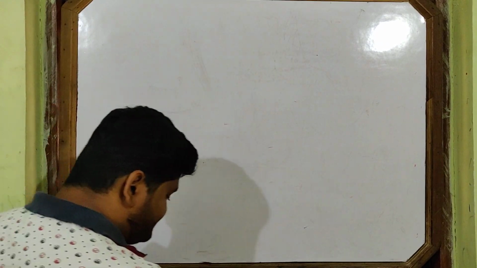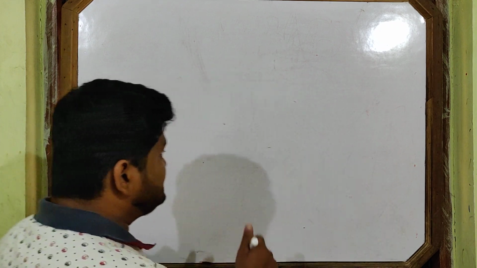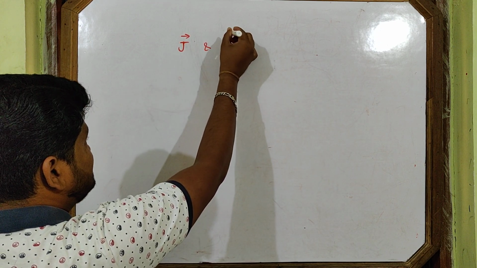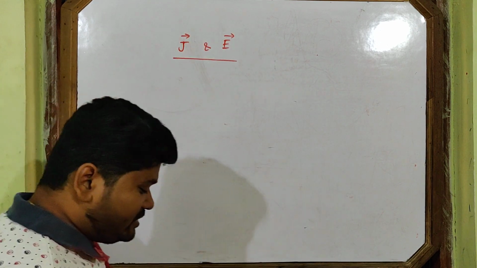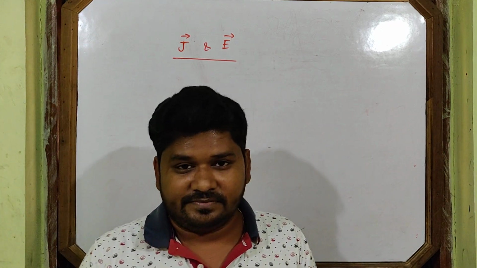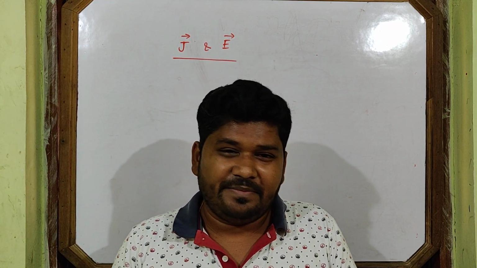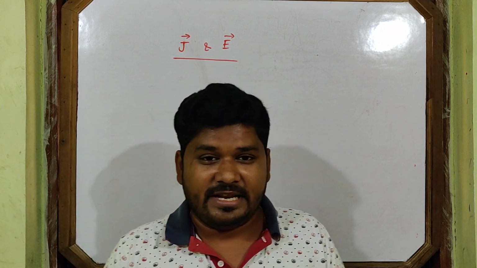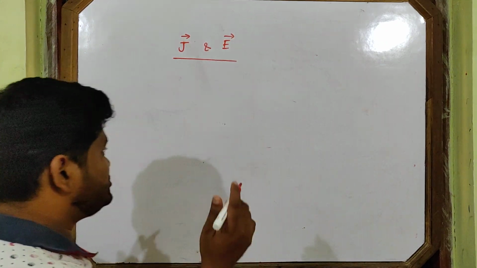But we will find one relation between current density and electric field intensity. It's one important derivation. A 2 marks derivation sometimes comes in the exam. Relation between current density and electric field intensity. Let's find the relationship between them. Both are vectors. Very easy relationship. Only 2 marks, but very easy. When it comes in the exam, students become happy seeing this question.